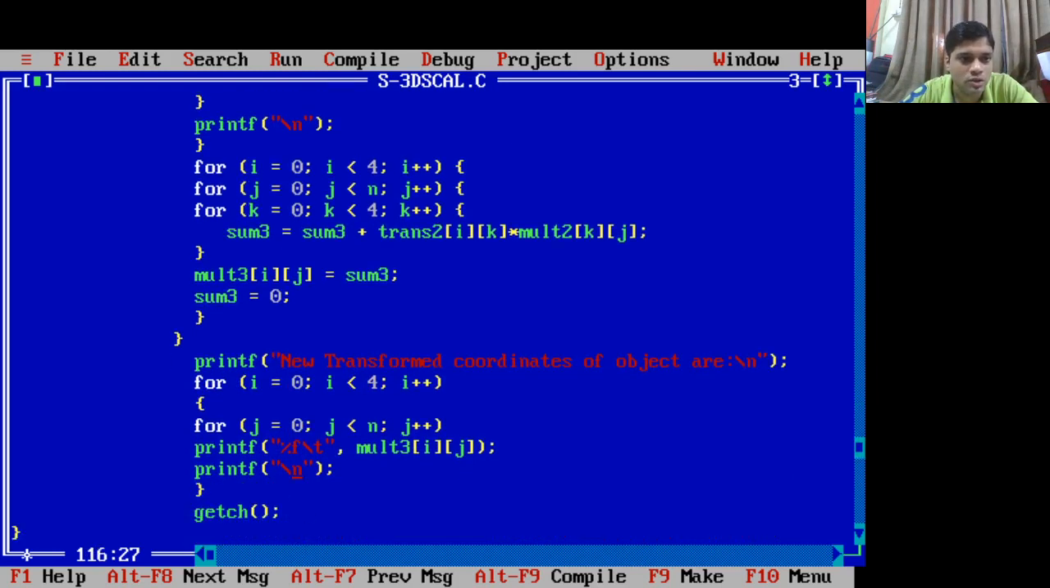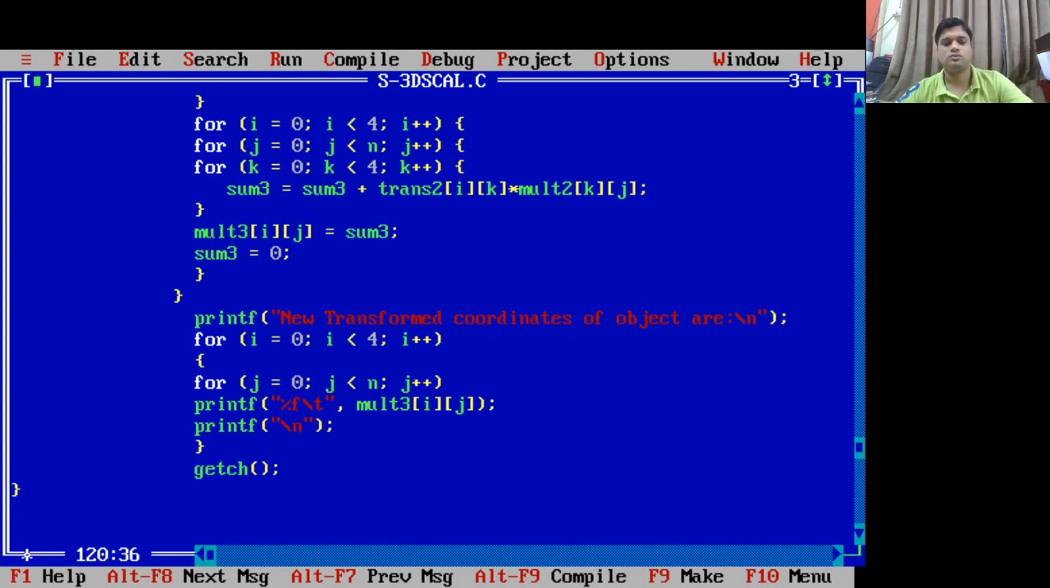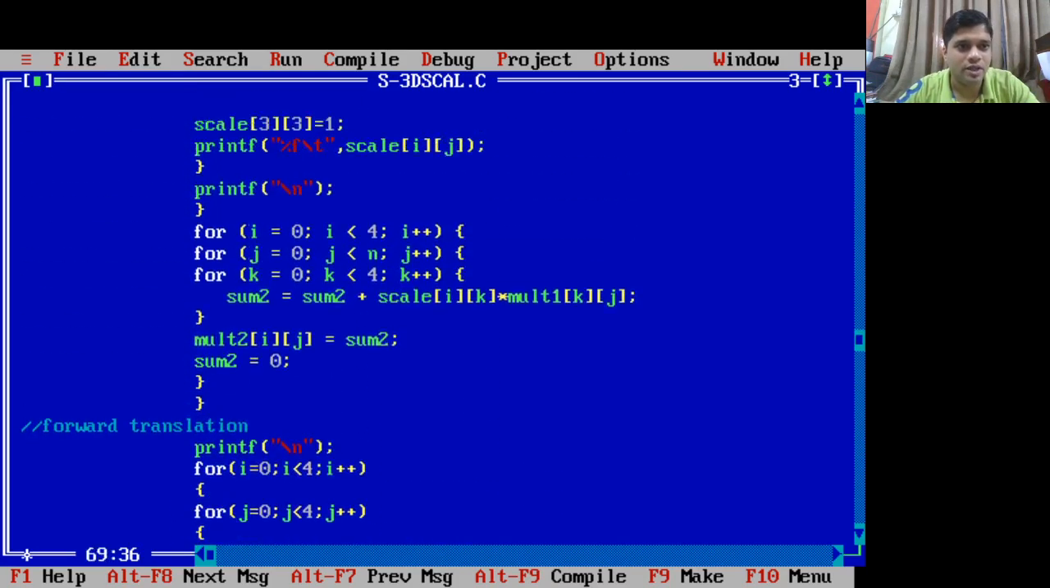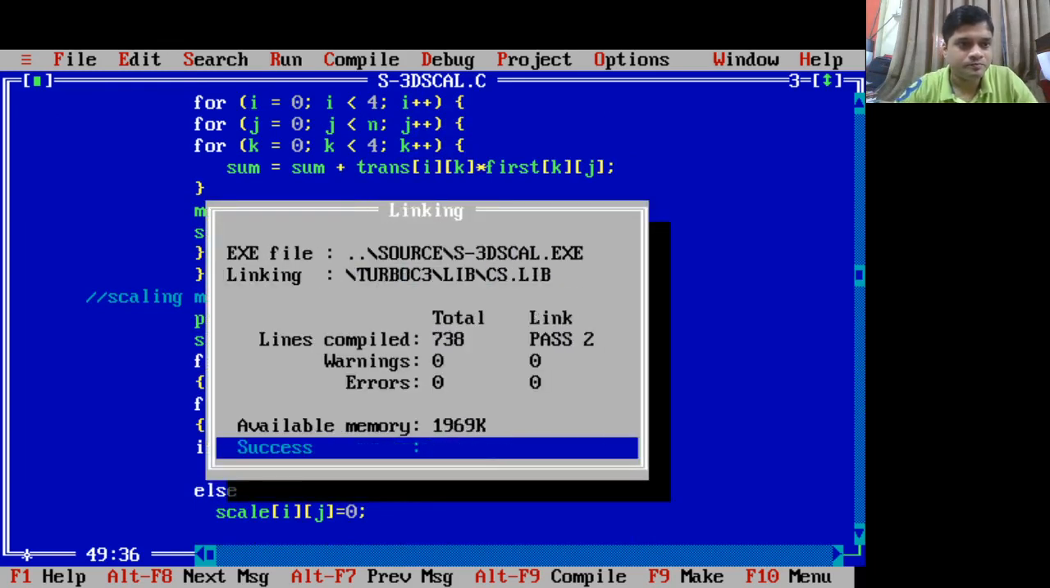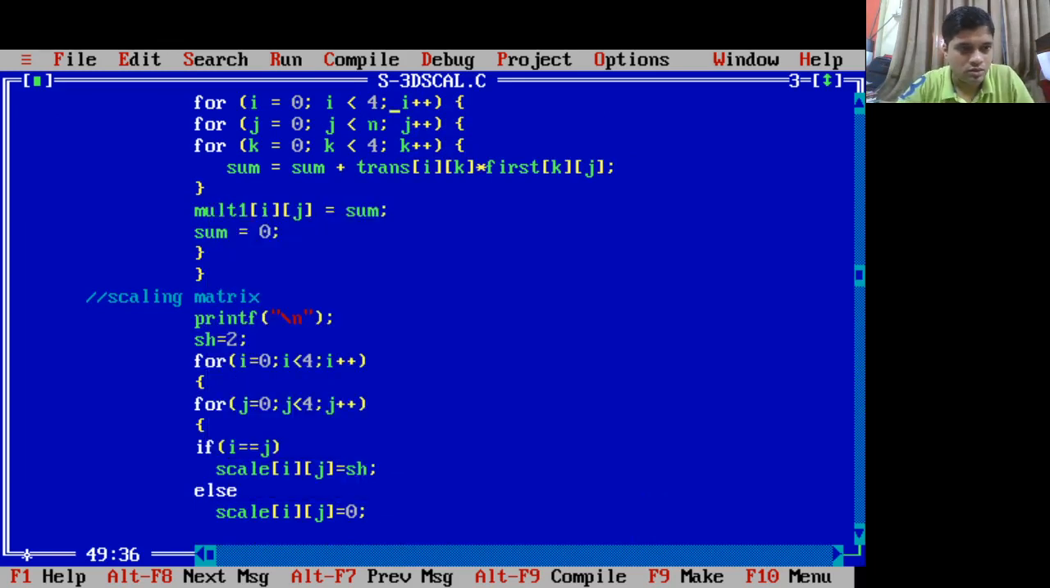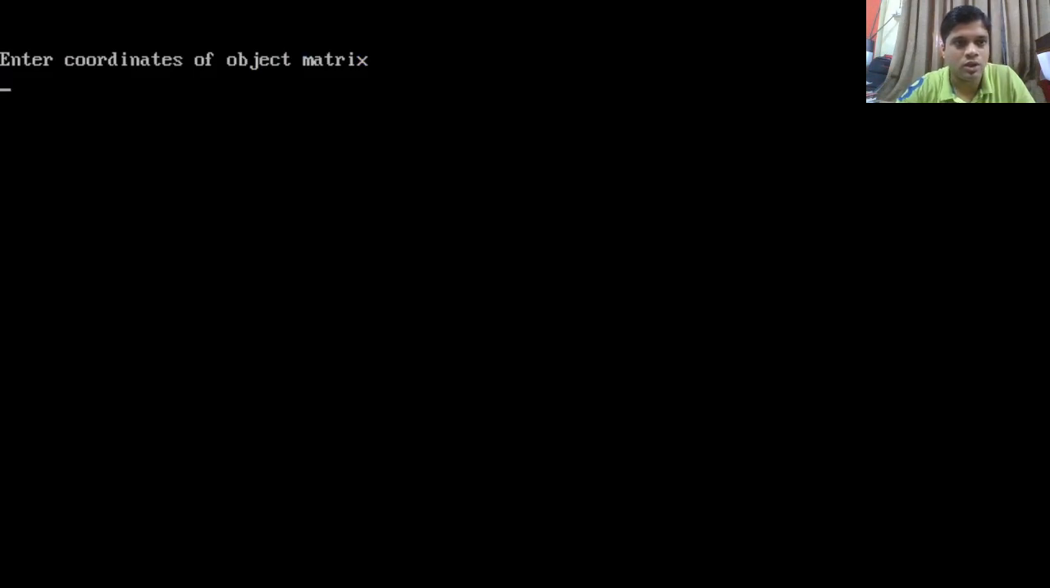on the output screen using again two for loops, i equal to 0, i less than 4, i plus plus, j equal to 0, j less than n, j plus plus. I'm going to printf the values in the matrix in sequence. So this is the program that I have written. Let us try to compile the program. So the program has been compiled, there are no errors. I will just try to run the program.